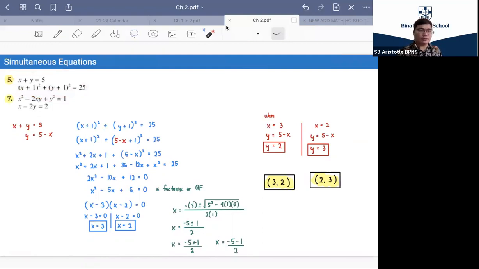So it's x plus y equals 5. And then make either x or y the subject. So for me, I made y the subject of the formula. So it's now y equals 5 minus x. So that's it. Okay. So what's next after that?